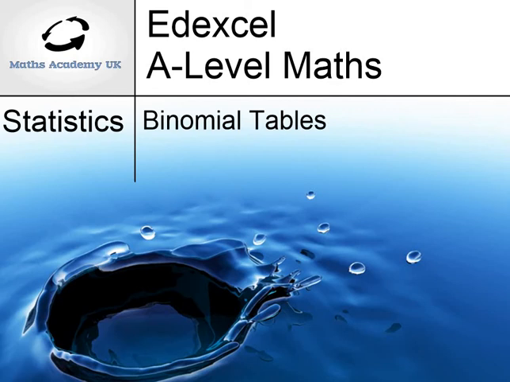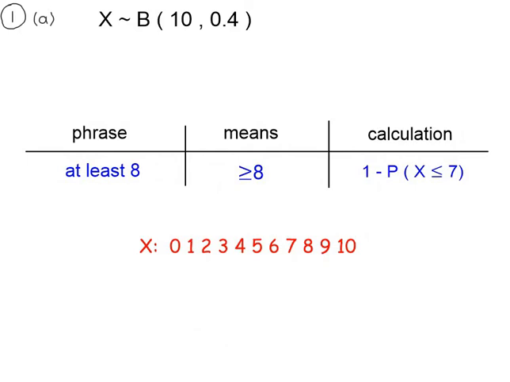Cumulative binomial probability tables. Question 1 part A, we have a binomial distribution, n is 10 trials, probability of success in any one trial is 0.4. So you might see this in a question: work out the probability of at least 8 successes. So that means more than or equal to 8.